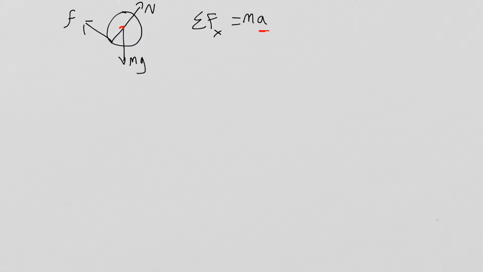And so if I start that, I'm going to write two things. I'm going to notice it's going to be mg sine theta. That makes me go down the ramp. But friction opposes that. We know theta, but we don't know the friction force. So I can't solve this by itself.